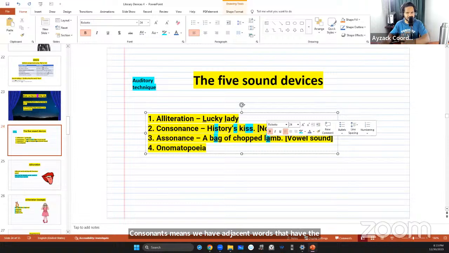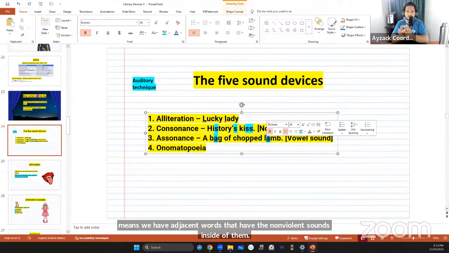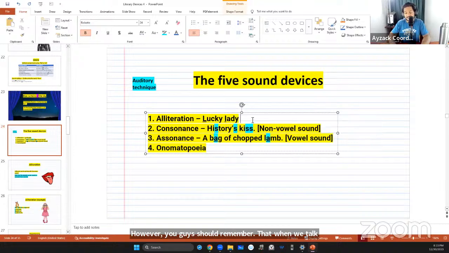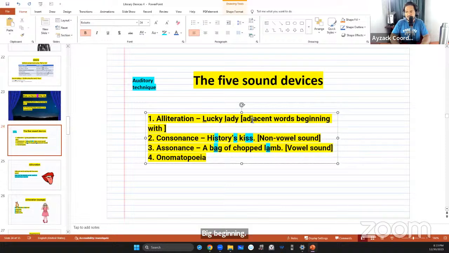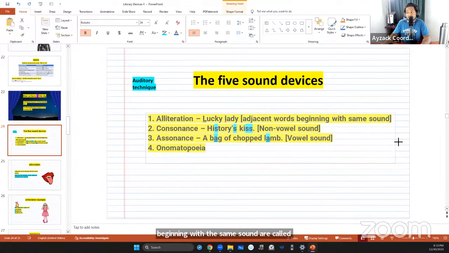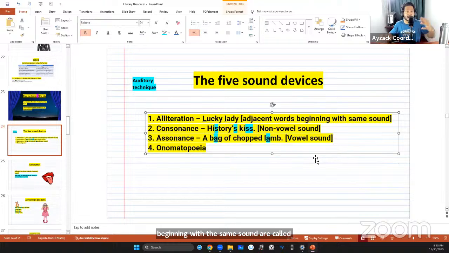However, you guys should remember that when we talk about alliteration, we have adjacent words beginning with the same sound. Adjacent words beginning with the same sound are called alliteration. You guys can write this down, okay? Really valuable these are. You can understand the difference between the four auditory devices because teachers don't talk about this. What are the four auditory devices, baby?